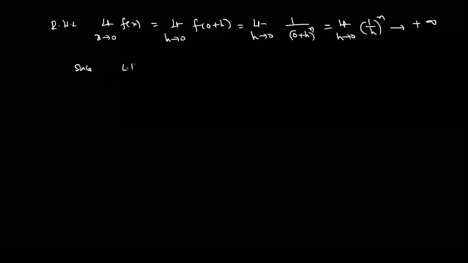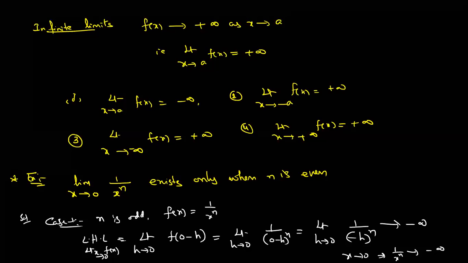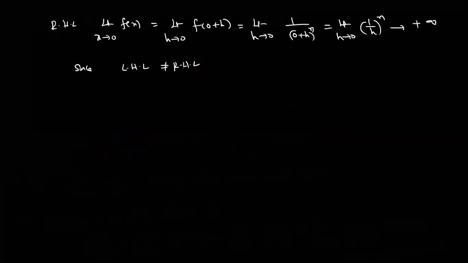Since the left hand limit is not equal to the right hand limit. Why? See carefully. The left hand limit is coming to minus infinity. The right hand limit is coming to plus infinity. So what is the conclusion? The limit as x tends to 0 of 1 by x power n does not exist. DNE. You should write does not exist.